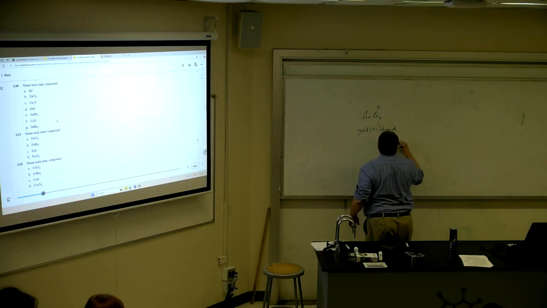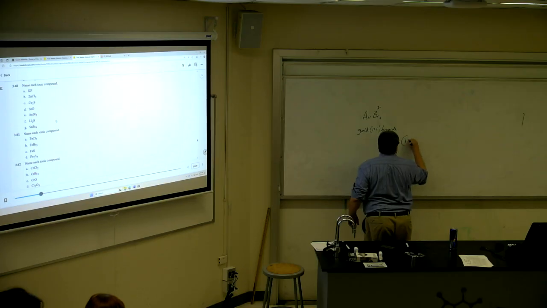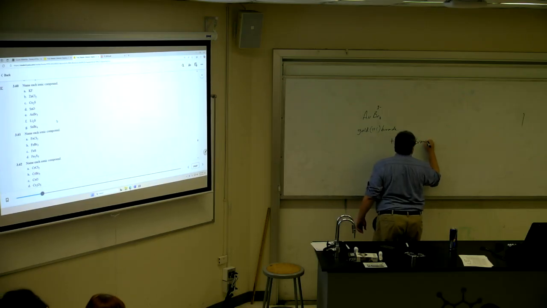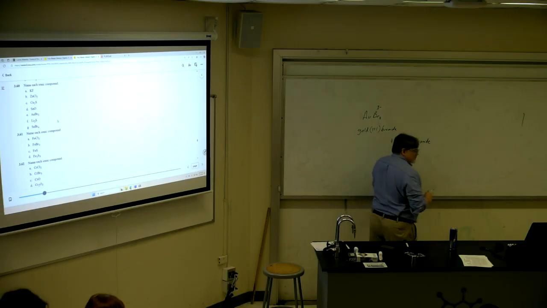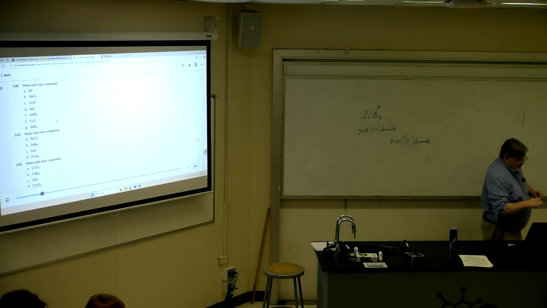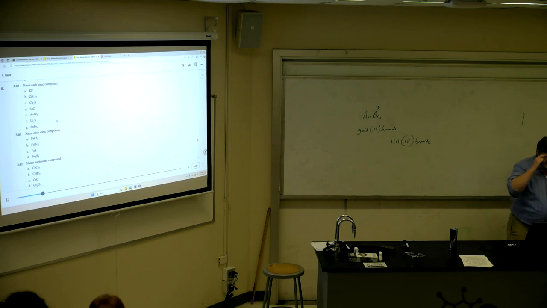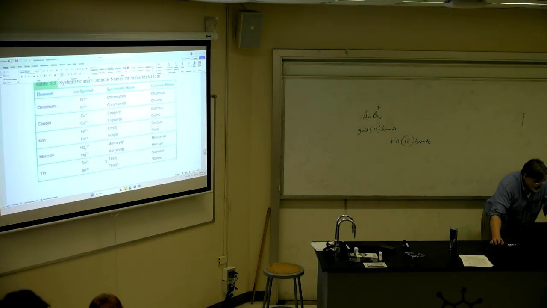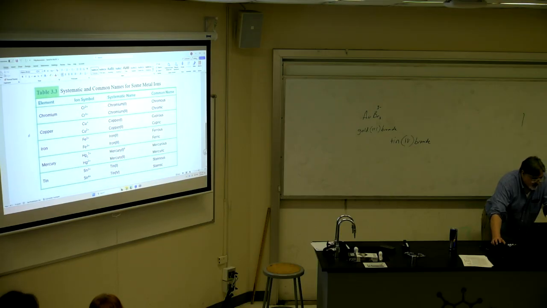Can you name this one? Sn is tin. So that's tin parentheses bromide. What's in the parentheses? It's a 4. Charge on bromine is -1. There's 4 of them, so there's a total of -4 charge there. And you would write that Roman numeral 4.